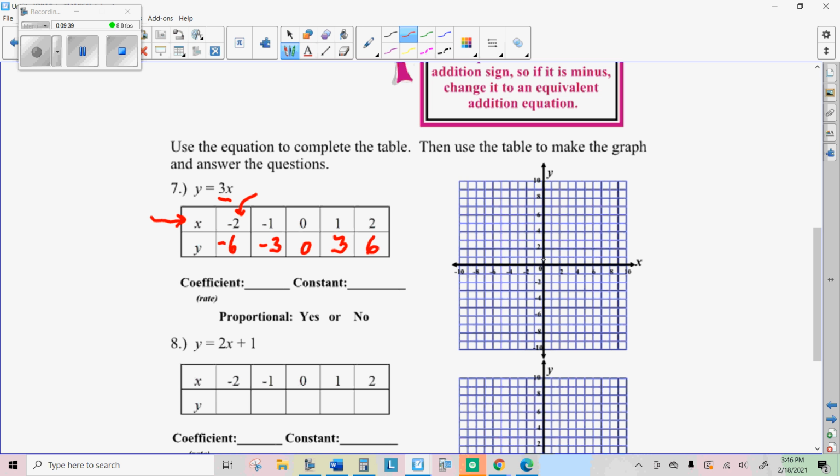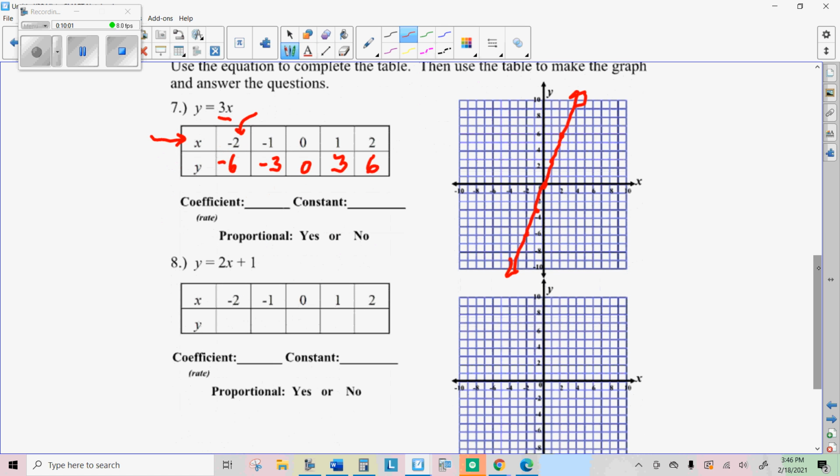And then you're going to graph those on -2, -6, -1, -3, 0, 0, 1, 3, 2, 6. And since if our table was bigger, we would keep getting more points, they would follow this pattern. We can go ahead and draw in a line and put arrows on the end because we know that it's going to keep going.